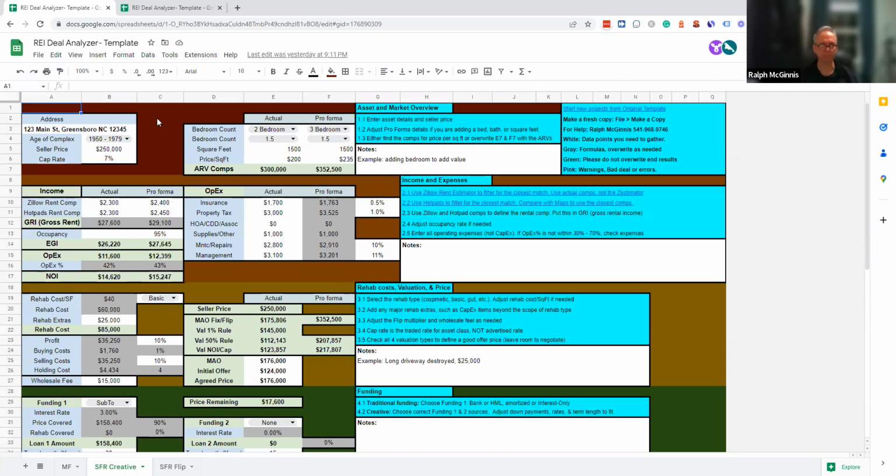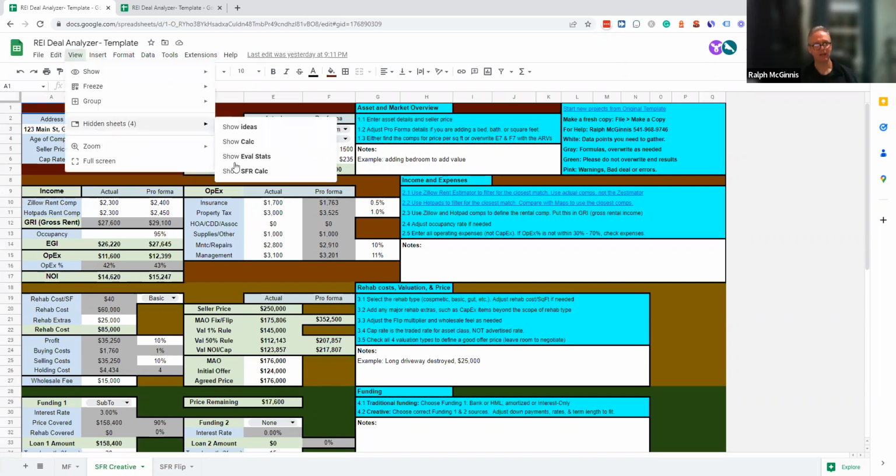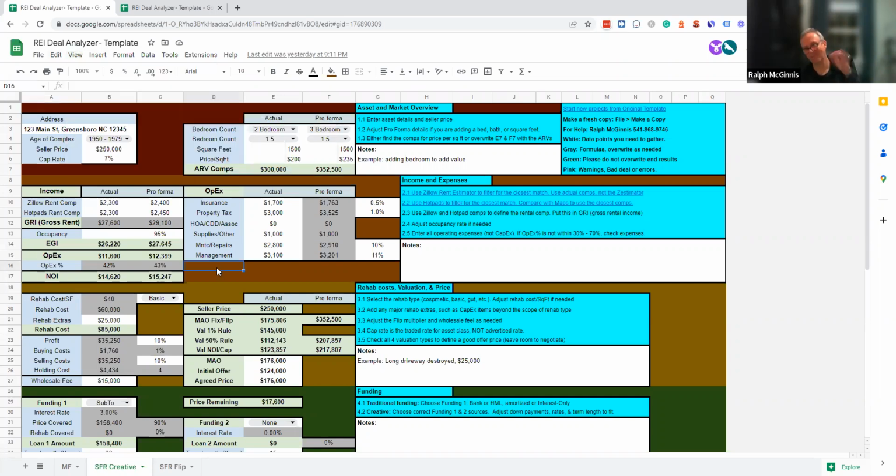Pardon me. Sorry about that. So this has formulas in the background. There's hidden tabs. If you go over here and look at hidden views, there's tabs back there that have formulas that I didn't want to cloud up the main sheet.